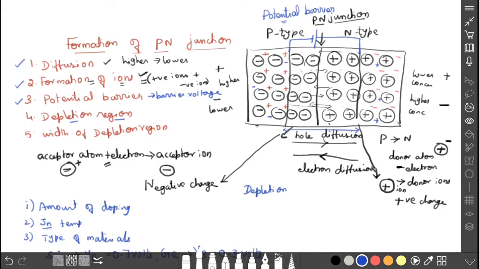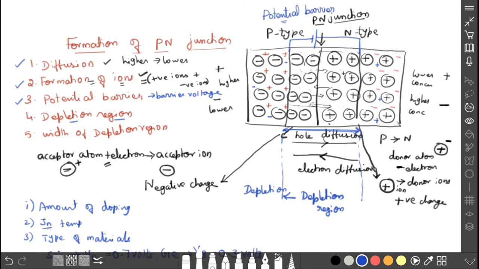So now you see here, this region is there, this part, that is where the ions are formed. This region is called the depletion region. Why is it called the depletion region? When p-type and n-type are combined together, first diffusion takes place, so the movement of the charge carriers is high.